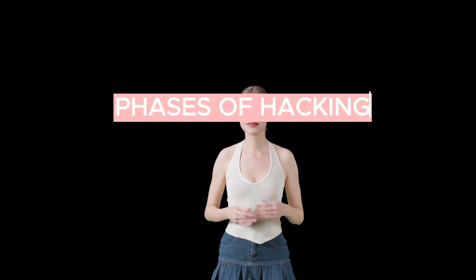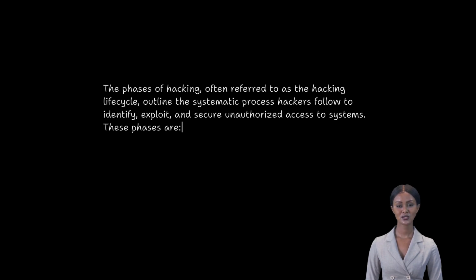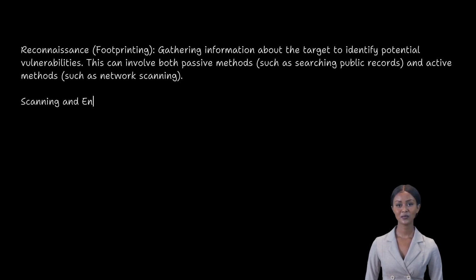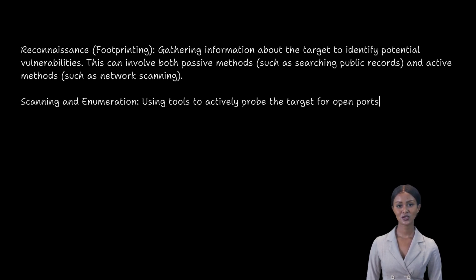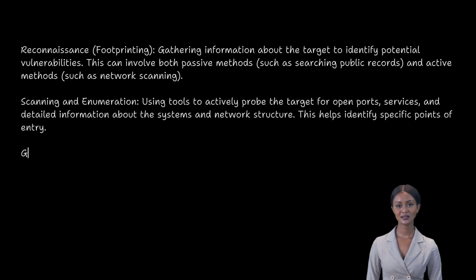Phases of hacking. The phases of hacking, often referred to as the hacking lifecycle, outline the systematic process hackers follow to identify, exploit, and secure unauthorized access to systems. These phases are reconnaissance, or footprinting: gathering information about the target to identify potential vulnerabilities. This can involve both passive methods, such as searching public records, and active methods, such as network scanning.